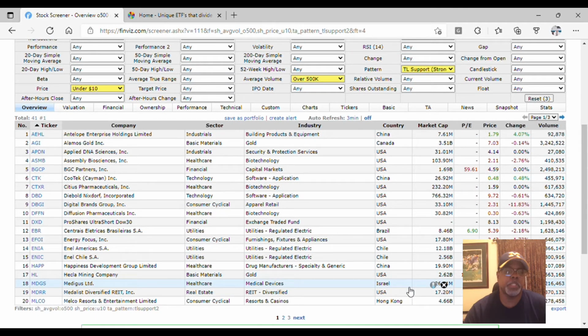But anyway, back to these 41 here. The next thing you want to do is go down here and click on charts. When you click on charts, that will show you the charts of all of those companies.